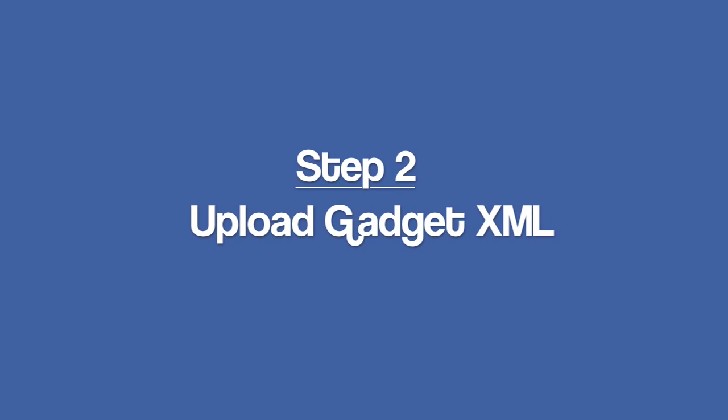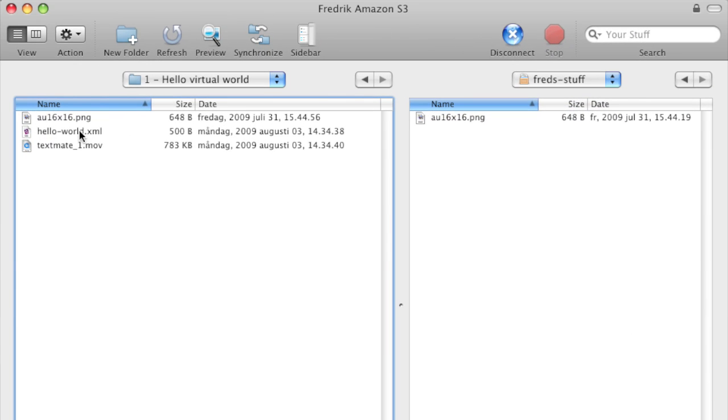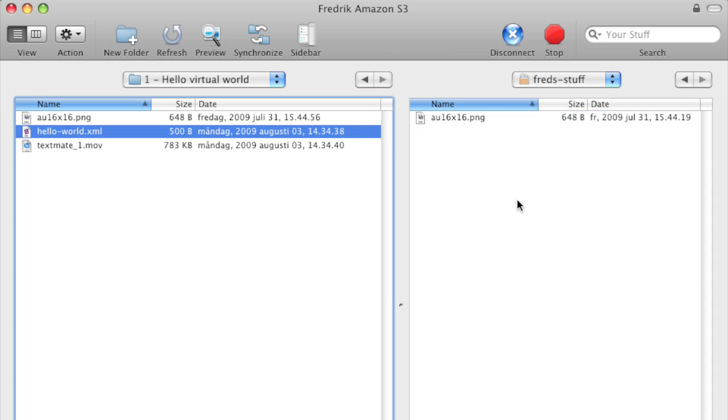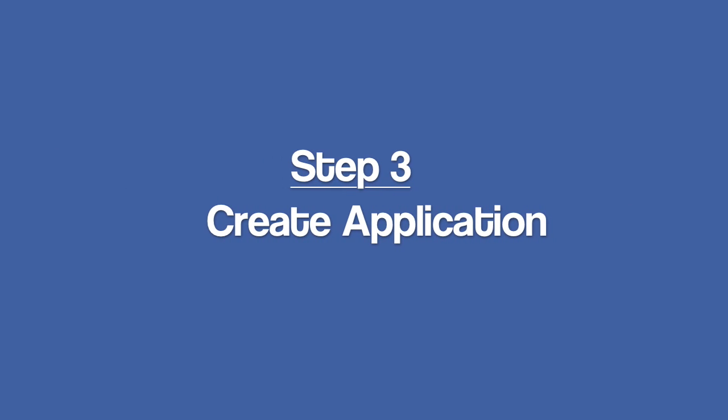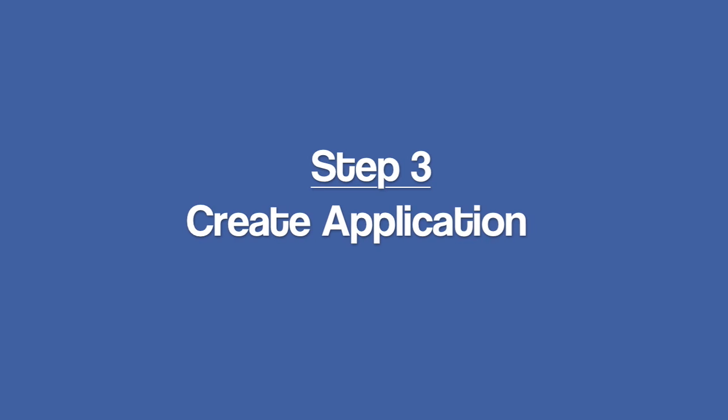Now that we have our Gadget XML file ready, we should upload it to our hosting. Here I'm using an application called Transmit to upload my file to Amazon S3. There is also an add-on called S3 Fox available for Firefox for those of you who prefer that. Now that the Gadget XML file is hosted, we're ready to create our application.